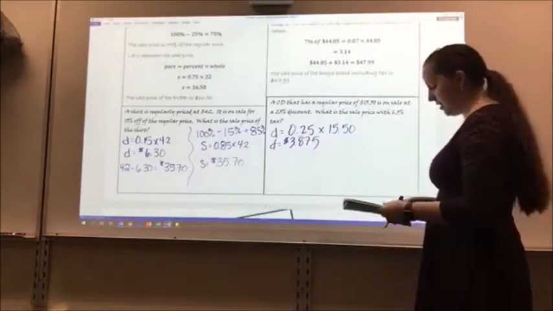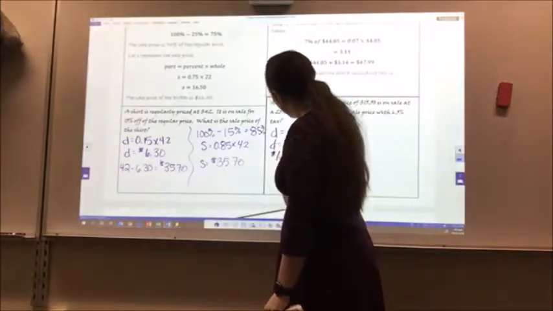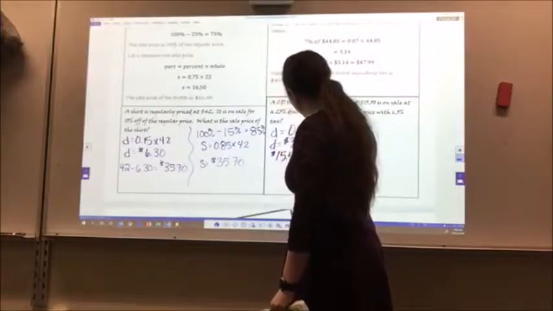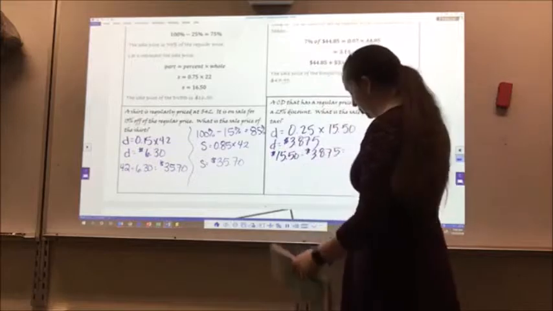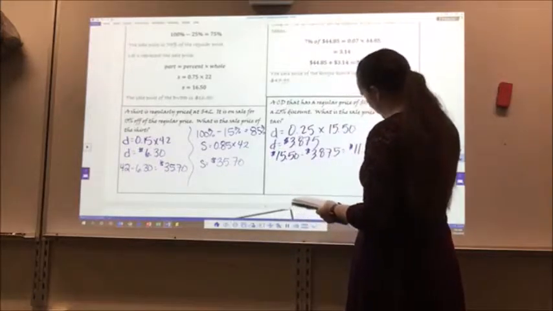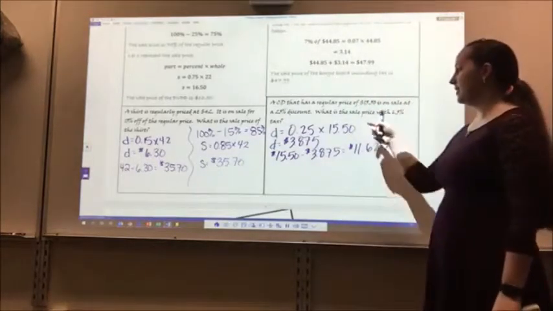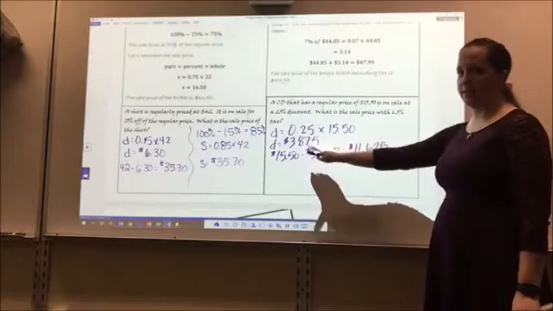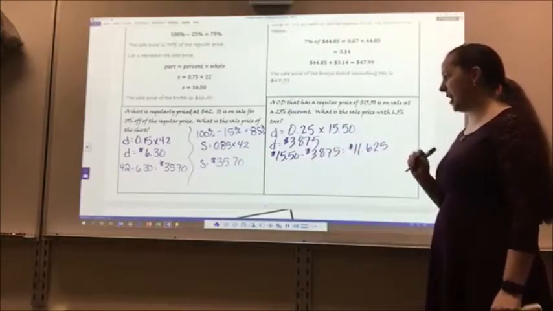So $3.875, I subtract 15.50 minus 3.875, which will give me 11.625, okay? So I got my discount. That's the amount that I'm saving on the CD. I subtracted it from my original price.